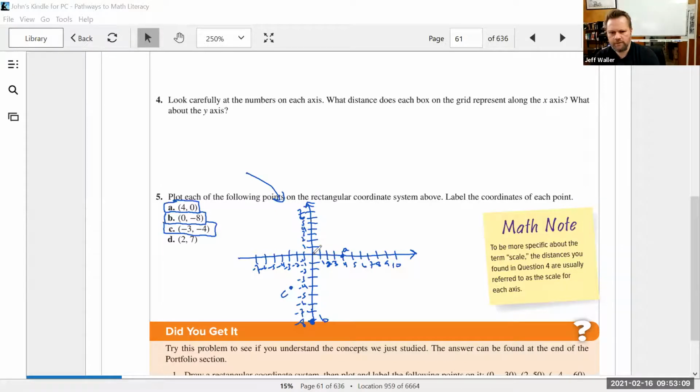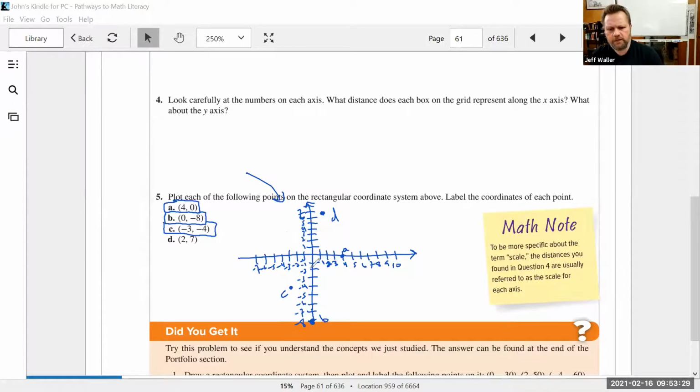And then 2, 7. First number's a 2, so that's left and right. So go right 2. +7 will be up 7. So I'll be right there. And that's point D. Yay. Not too bad, right? You guys can eat that up.